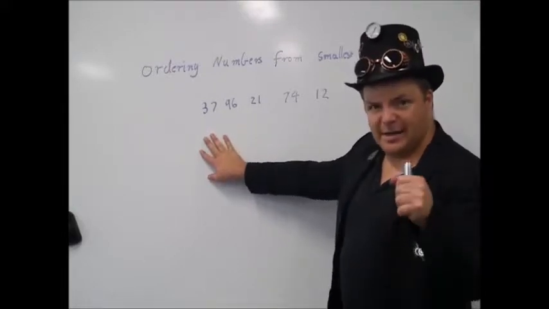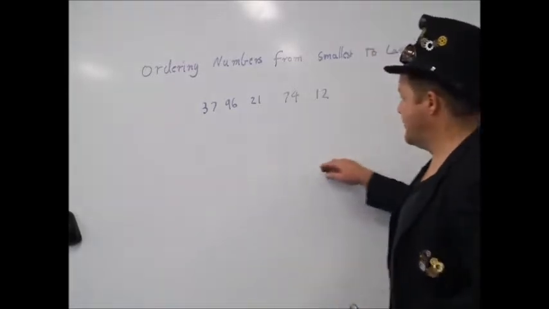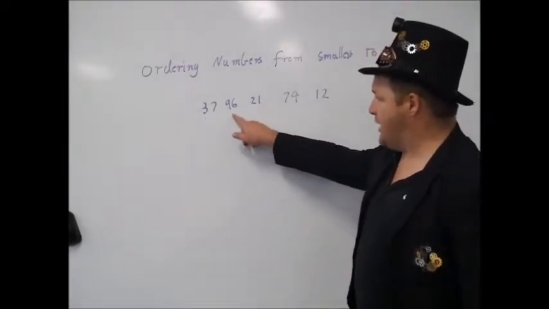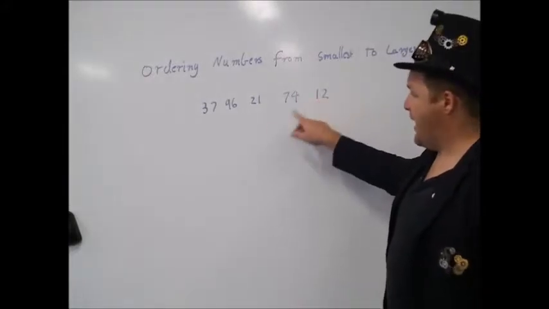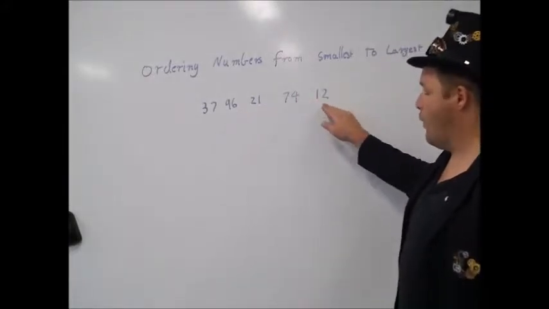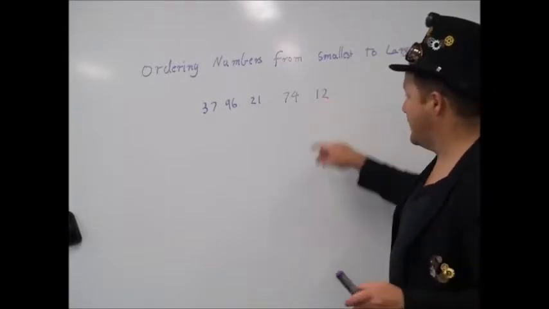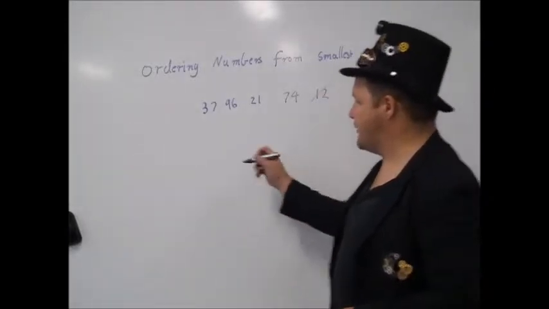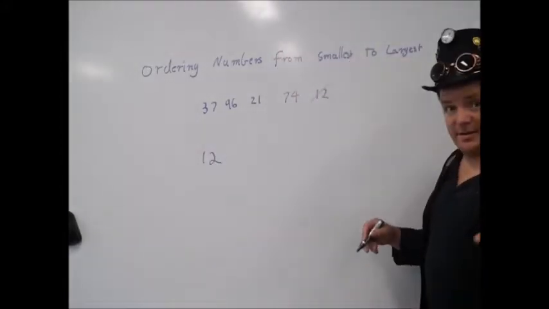So if I look at the tens column, I've got a 3 here, a 9 here, a 2 here, a 7 here, and a 1 here. Out of 3, 9, 2, 7, and 1, which is the smallest? That's right, it's 1. So let's cross out this one and put this first. 12 is the first number in my sequence.